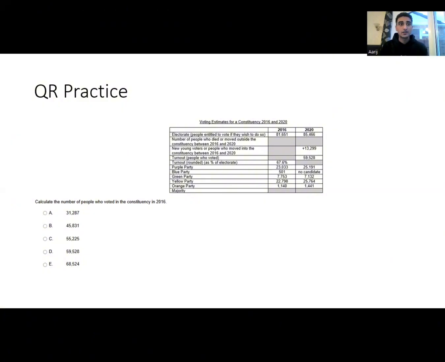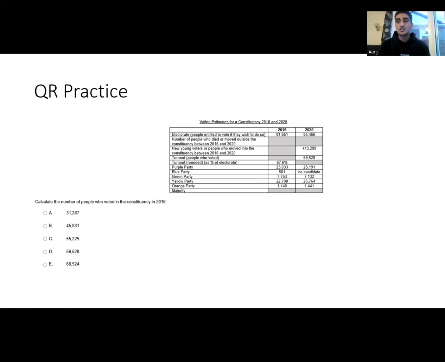I'm going to tell the answer straight, first of all. So the answer I got for this was actually C, which was 55,225. And the way you work this out, because all it's asking you to do is calculate the number of people who voted in the constituency in 2016. So we're looking at this column here. Obviously, this is 2020 and this is 2016.